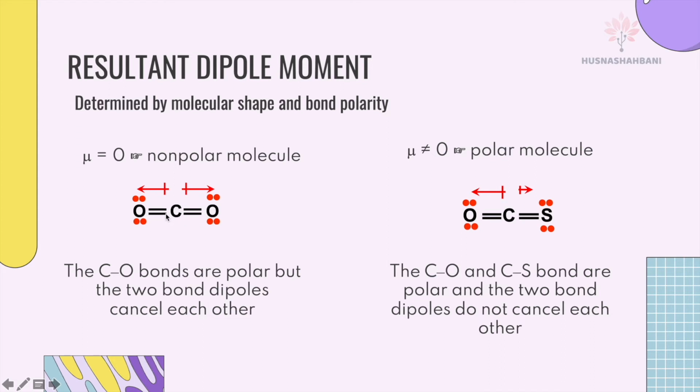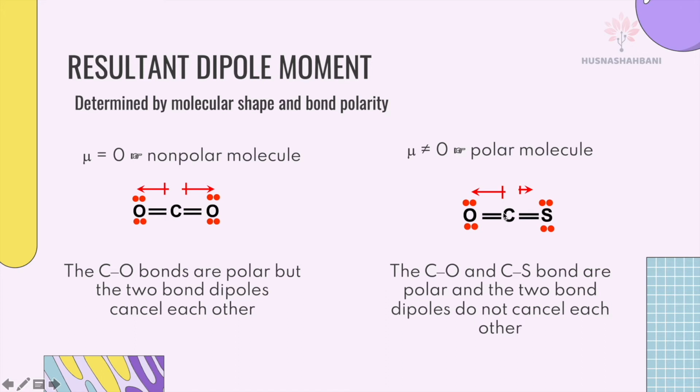And the same goes for this one, the arrow is pointed to the right because oxygen is more electronegative than carbon. Even though carbon and oxygen have different electronegativity, so this is a polar bond, the two bond dipoles cancel each other because this one is pointing to the left and this one to the right, so the resultant dipole moment equals 0. Even though carbon and oxygen have polar bonds, this carbon dioxide is a nonpolar molecule.